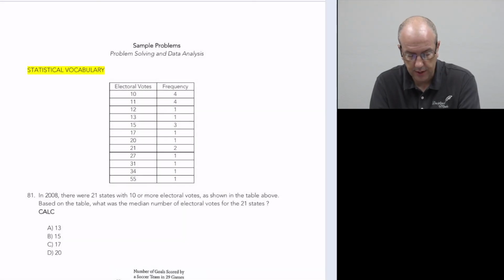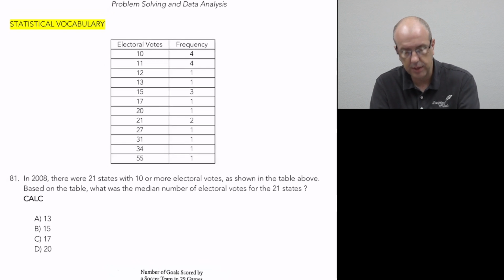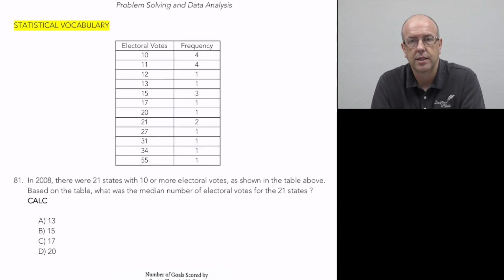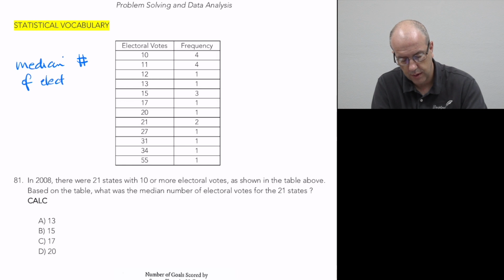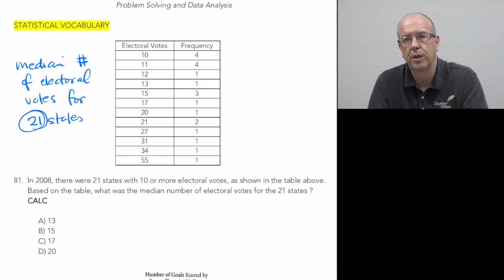And so let's go ahead and dive in. The first question, I start here because this is one of the most commonly mistaken concepts that students miss, right? So this question is asking you to find the median number of electoral votes of these 21 states. Now, I just said a couple of things that are really important. Median number of electoral votes for 21 states, right? The 21 is the most important part of this.